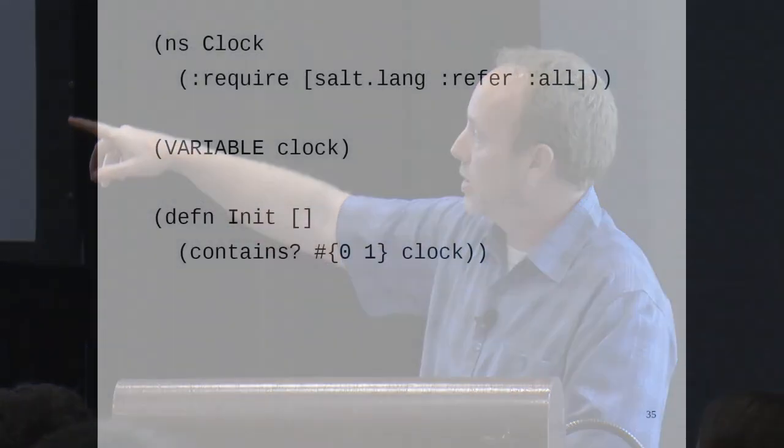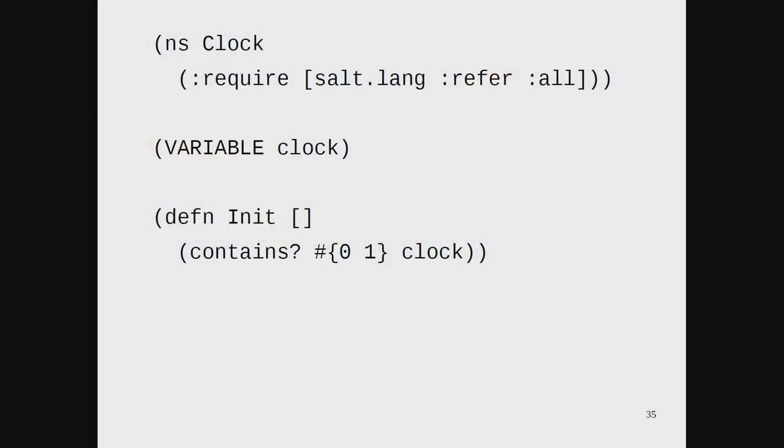And as our predicate here for our initial state says, contains is the Clojure operator asking, is a value in a given set? So this is saying, does the set with 0 and 1 in it contain the value of clock? Which means clock must be either 0 or 1 for your initial state. So this is Salt code. This is Clojure code. You can type this into your Clojure REPL, and it will evaluate it, or into a buffer that is evaluated into your Clojure REPL.